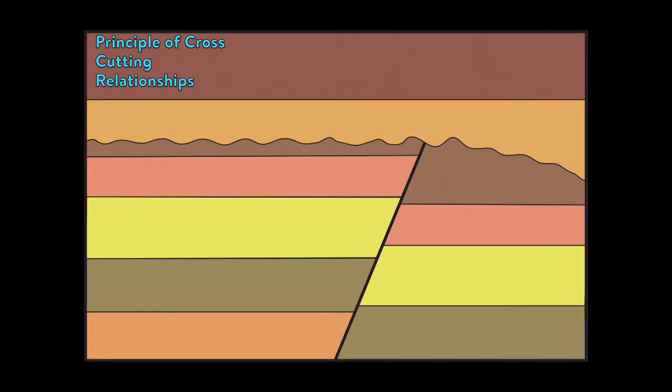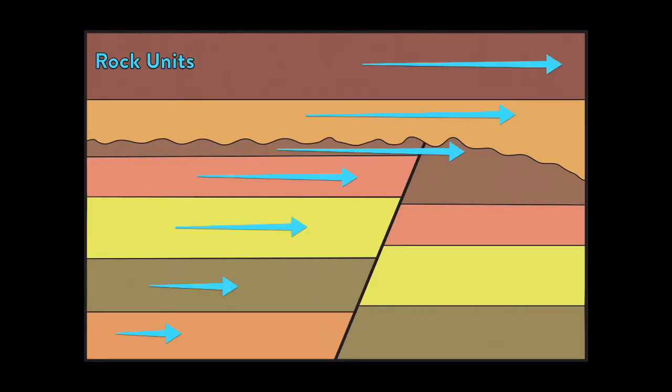To help explain the principle of cross-cutting relationships, I've created a simplified geologic cross-section. Each colored band indicates a sedimentary rock unit. The oldest units are always on the bottom, and each subsequent layer is a slightly younger and younger layer of sediment that was deposited over top the previous layer.